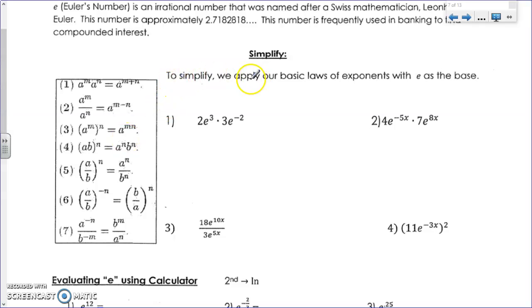All right, to simplify, we're going to apply our basic laws of exponents with e as the base. So here, if you remember, you would do 2 times 3 and you'd get 6. When you multiply and the bases are the same, you're going to add. So 3 plus negative 2 is just e. Okay, we move over here. 4 times 7 is 28. Base e, negative 5 plus 8. These are like terms, so I can add them, and that would give me 3x.